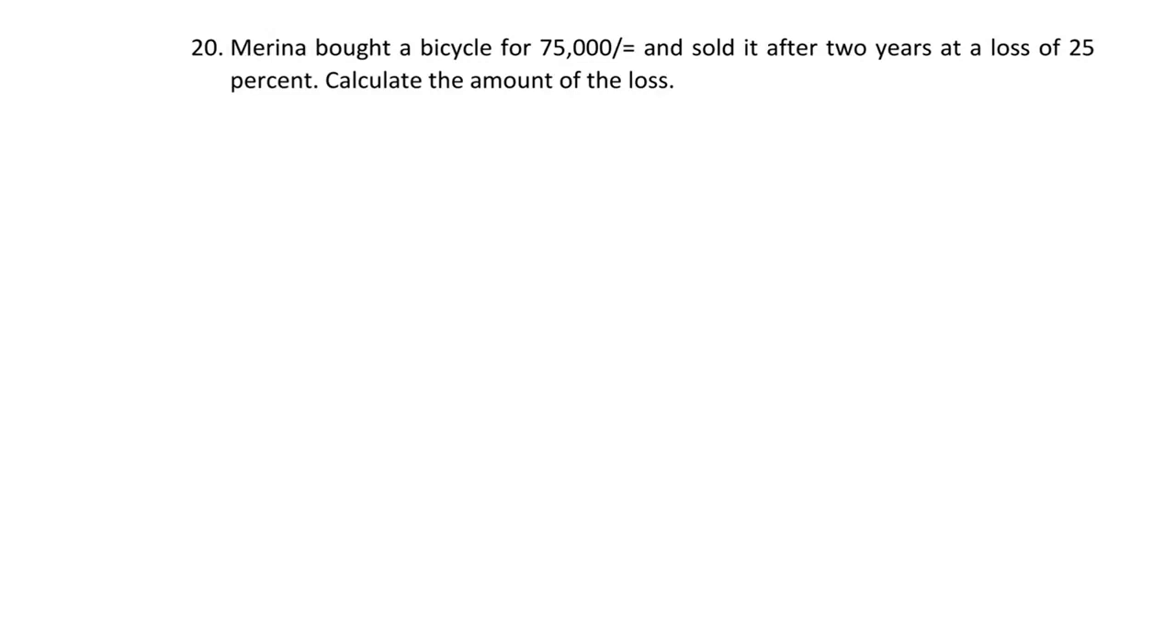Question number 20. Marina bought a bicycle for 75,000 and sold it after 2 years at a loss of 25%. Calculate the amount of the loss. To calculate the amount of the loss, we take 75,000 times 25 over 100, which after solving gives 18,750 shillings. And that is the amount of loss required.